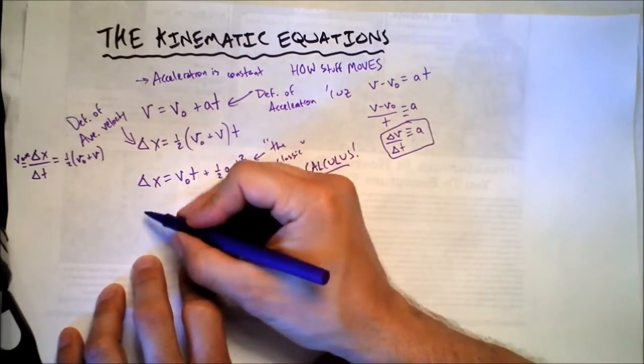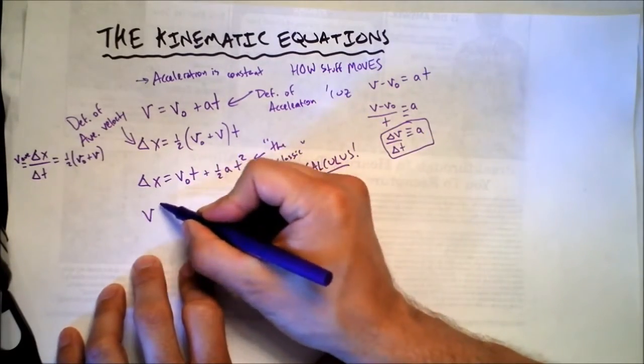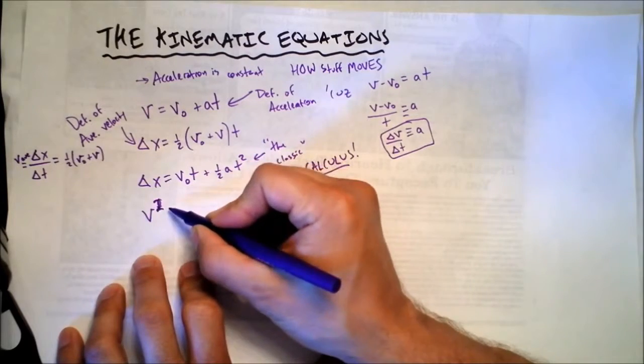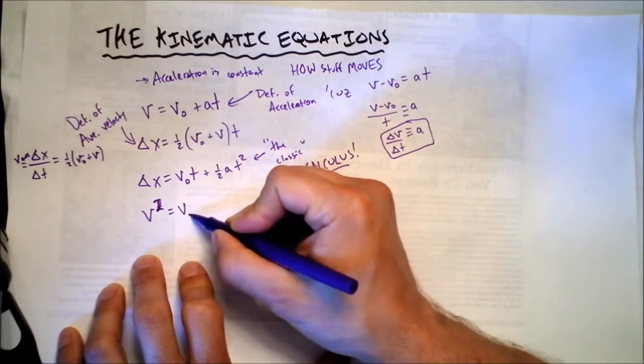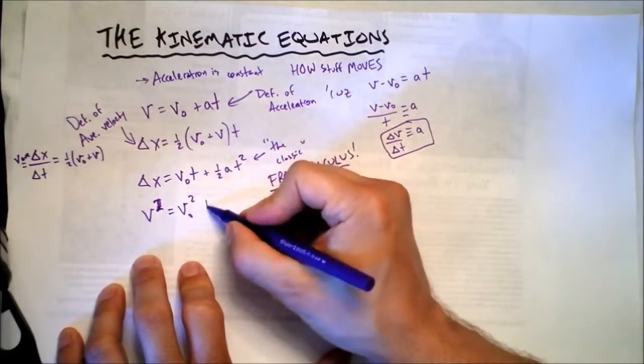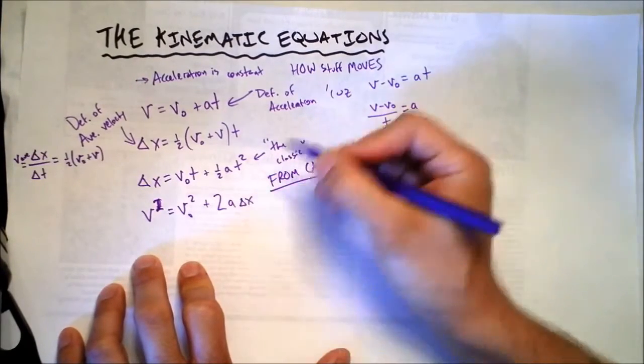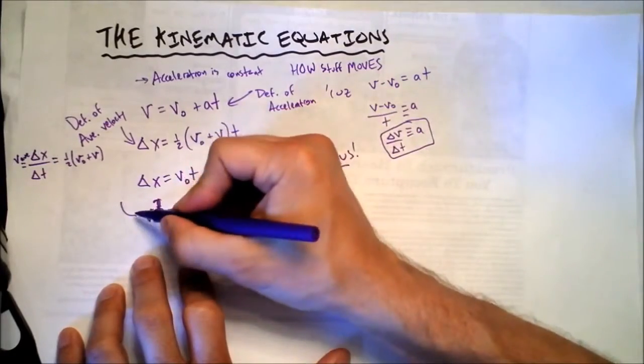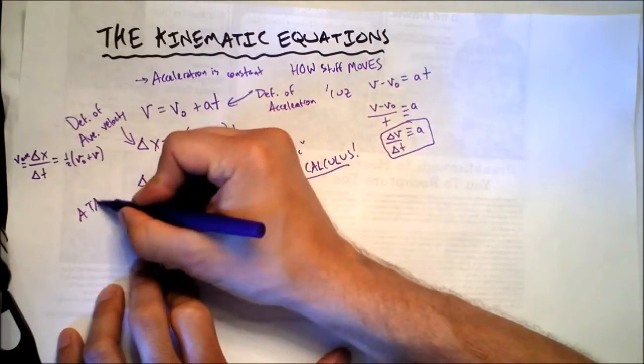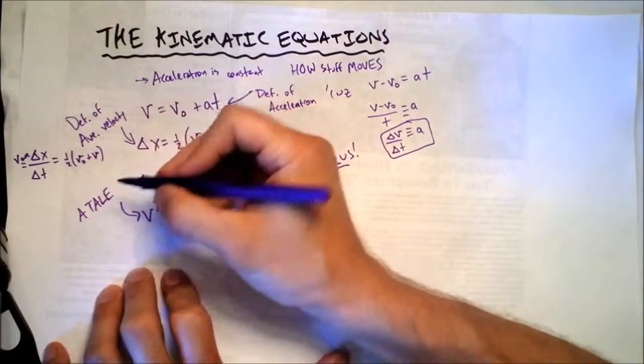And the final kinematic equation that you want to have memorized is v squared is equal to v naught squared plus some stuff: 2 times acceleration times how far you've gone. And I call this a tale of 2 squares.